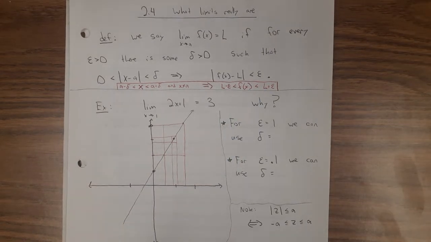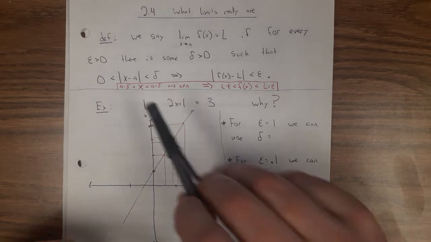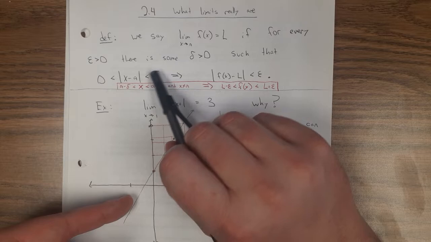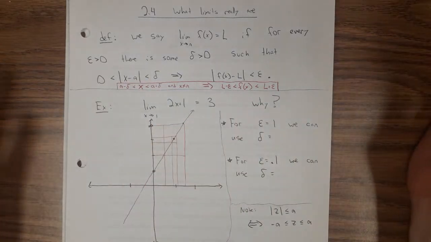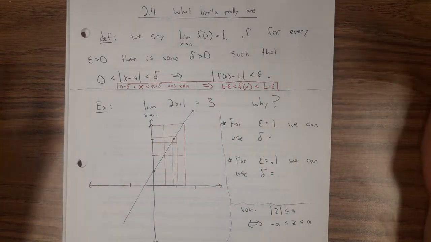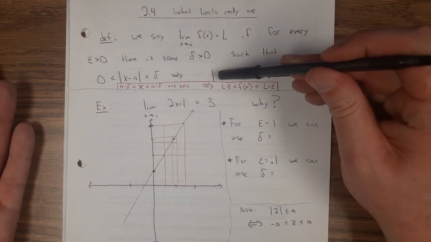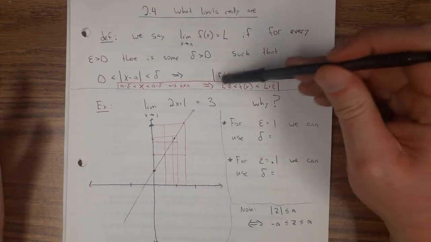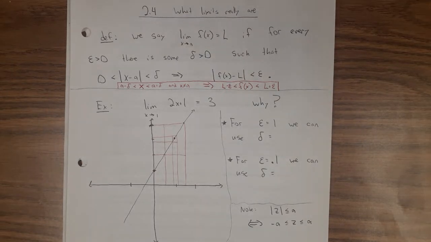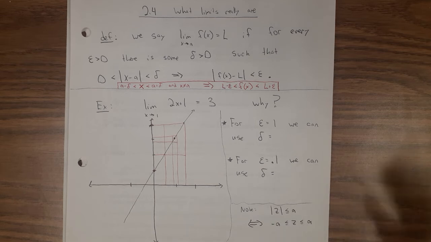And I keep saying the word close. That's because we think of delta and epsilon as small numbers. Delta is the distance from x to a, so if that's small, that's why I say x is close to a, and epsilon is the distance from f of x to L, and if that's small, I say f of x is close to L. That's why I keep using the word close here, because epsilon and delta are like small distances. That's the way we think of them.